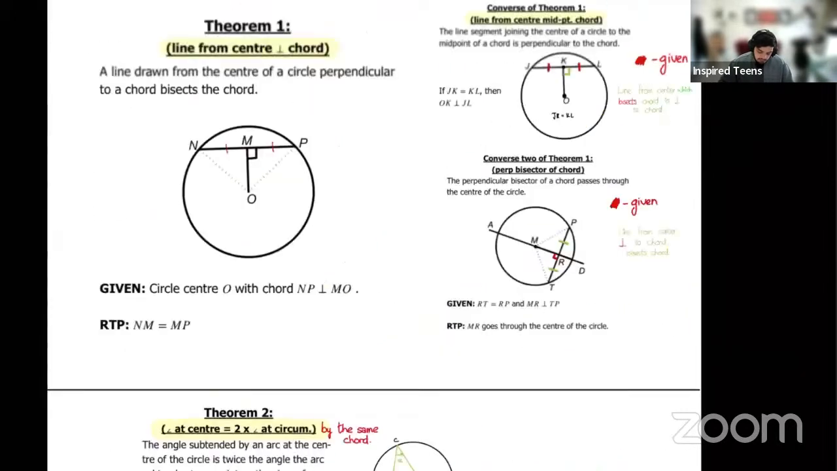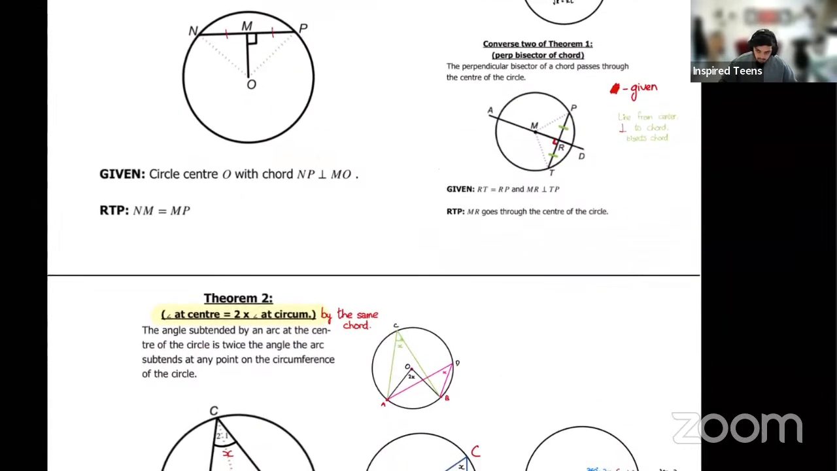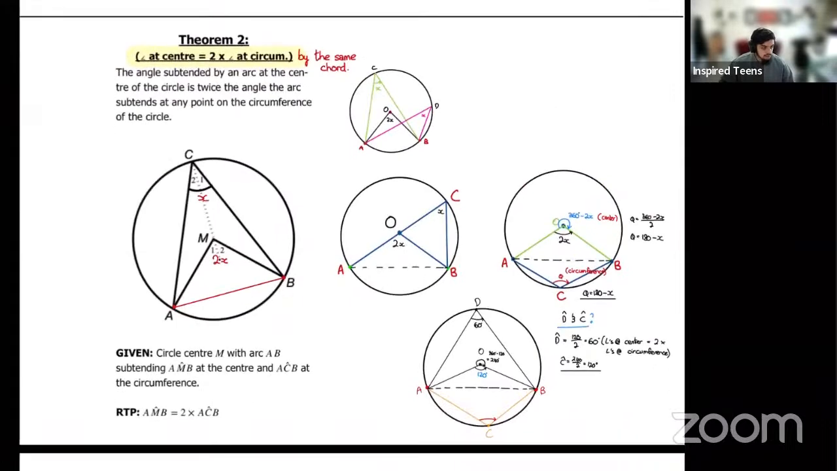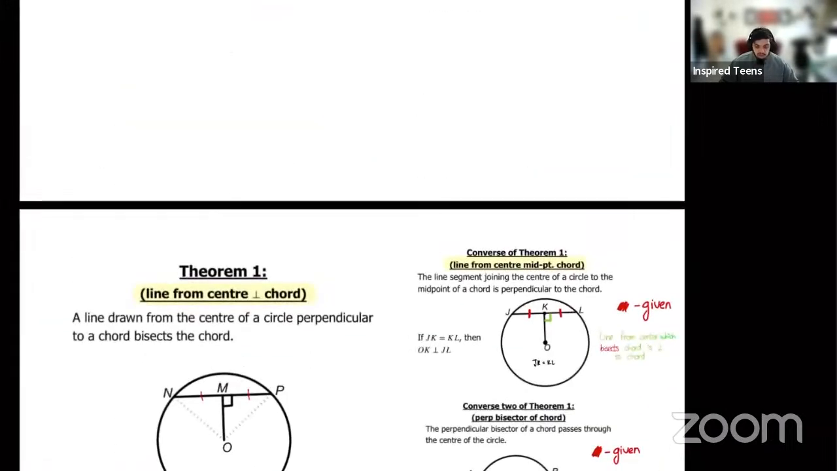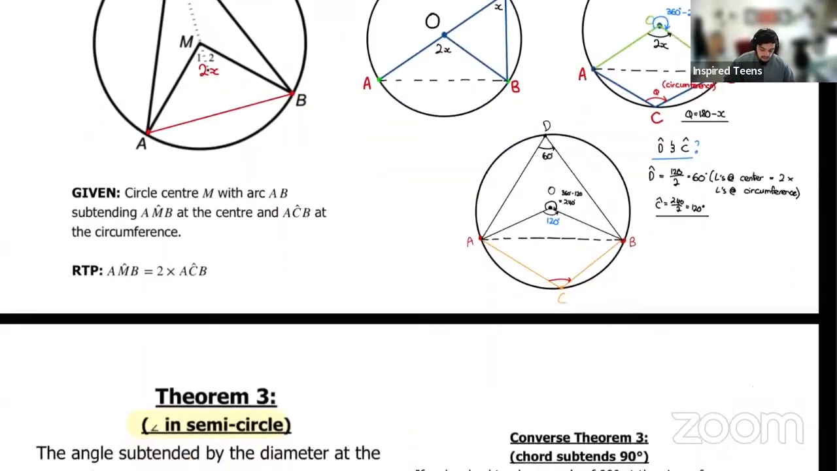So we're done with theorem 1, line from center perpendicular to chord bisects the chord, and theorem 2, angles at center is equal to 2 times angle at circumference. By the way, the things that are highlighted are the reasonings that you can use in your brackets, because I'm sure by now you know that in Euclidean geometry you always need to give reasons. So those are the reasons you give. They are highlighted in yellow.